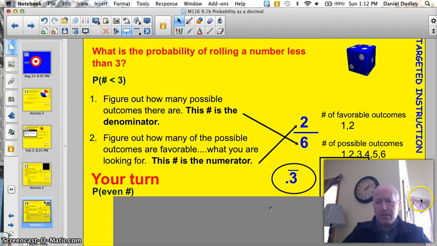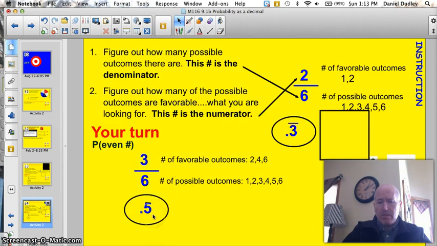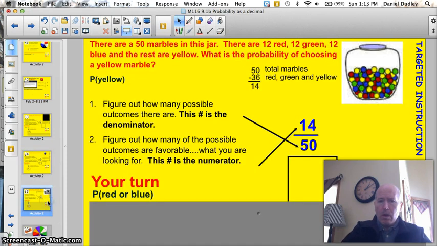Let's see how you did. Well, there are 3 chances out of 6 you could get the outcomes 2, 4, or 6. And expressed as a decimal, that's 0.5. Congratulations, you're done with your second problem for the night. Only one more before the ticket to the show. All right, but this one's a doozy.